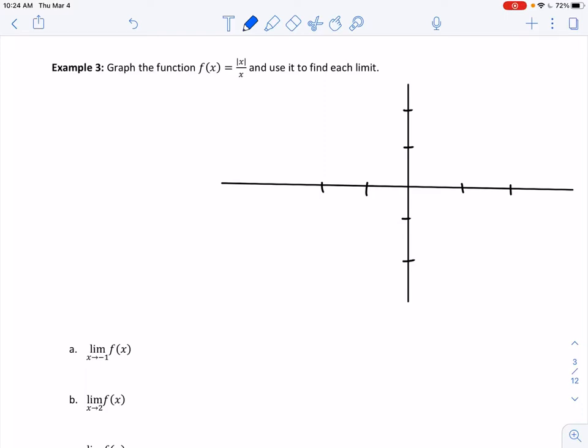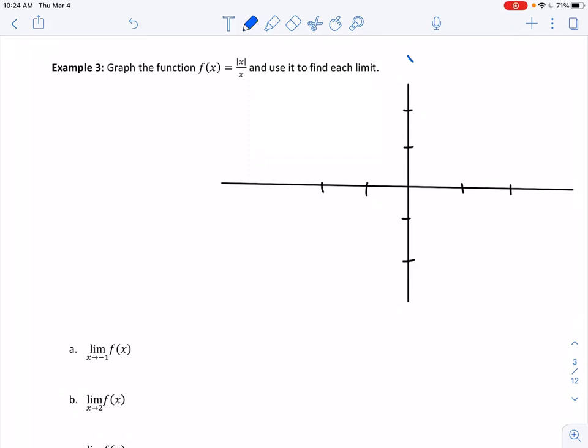In this example, we're going to start by graphing our function first, and then we're going to use that graph to evaluate some limits here. So here I have the function f of x equals absolute value of x divided by x. This is a pretty tricky function to work with here, so we're going to take our time. We're just going to take some x values, plug them into our function, and try and find our y values.